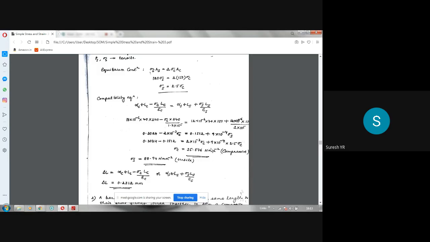You will get sigma C here. Then substitute that sigma C once again here, and you will get sigma S. So the nature will be different. Sigma C is compressive, sigma S is tensile.